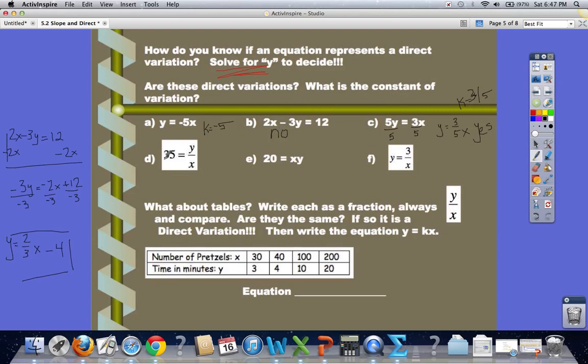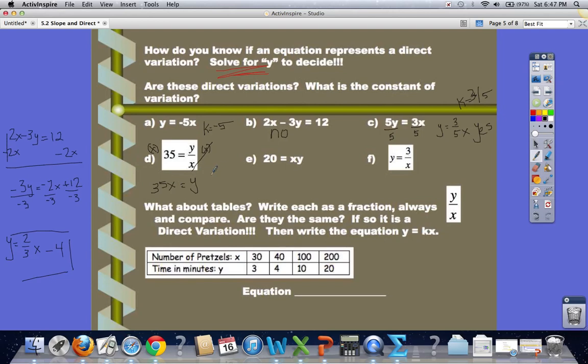All right, next problem. We have 35 equals y over x. Now, that's not exactly the right form, but can we make it into y equals? We've got to get rid of this x. If it's dividing right now, how do I get rid of division? That's right, we multiply. So if I multiply both sides by x, then that will get rid of the x over here, and that'll leave me with just y equals, and then this side would be 35x.